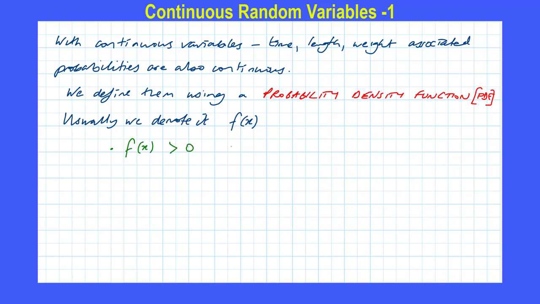Now, some properties of this function: it's always greater than 0, you can't have a negative probability. And also, if you integrate the function within its domain, the answer is always 1. The total probability is always equal to 1.